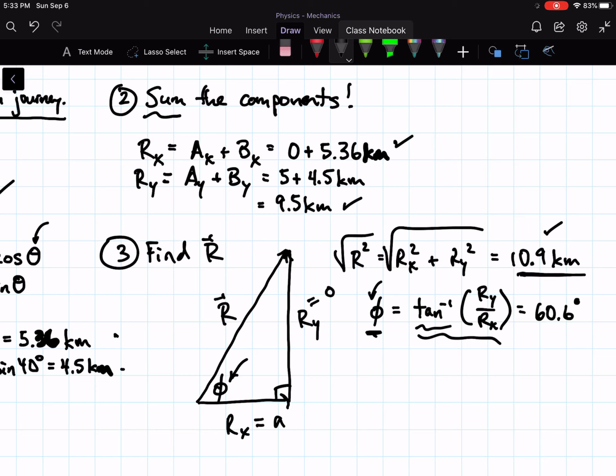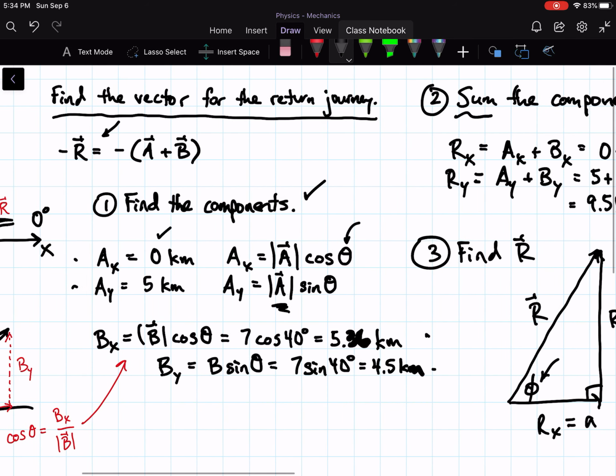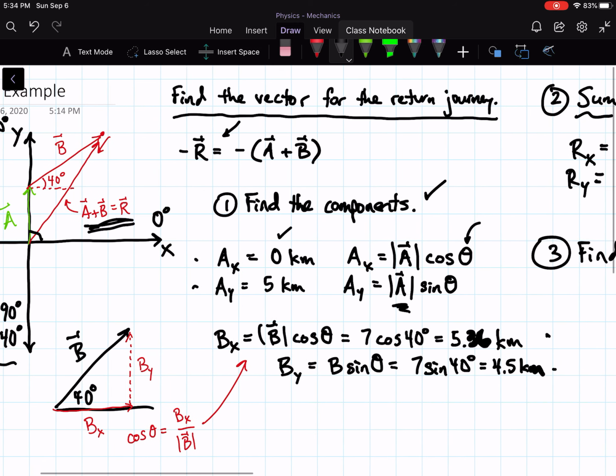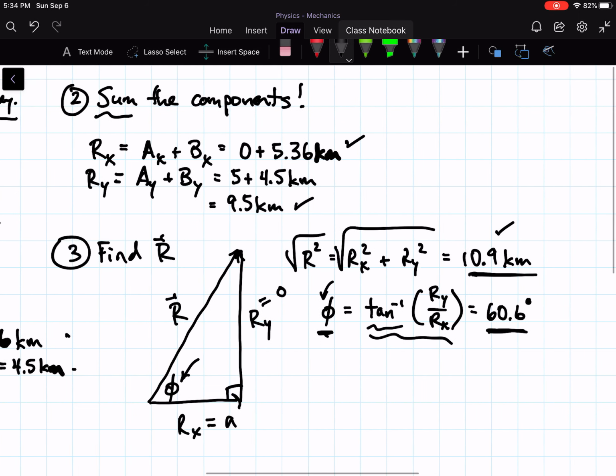So we've got our magnitude, we've got our direction, and if we were to just leave it there, we might miss a little bit of credit if there's an exam problem, because we want the vector for the return journey, right? We don't want A plus B, we want the negative of A plus B, because we want to come all the way back to where we started on our hike or our journey.